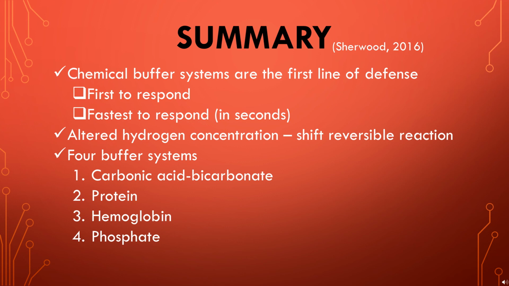Going back one more time, I talked about 4 different chemical buffer systems. They were the carbonic acid bicarbonate buffer system, protein buffer system, hemoglobin, and phosphate buffer system. Carbonic acid bicarbonate and phosphate buffer systems both involve components in reversible reactions. The hemoglobin buffer system involves the use of hemoglobin as a buffer, and the protein buffer system works just the same, but with proteins instead.